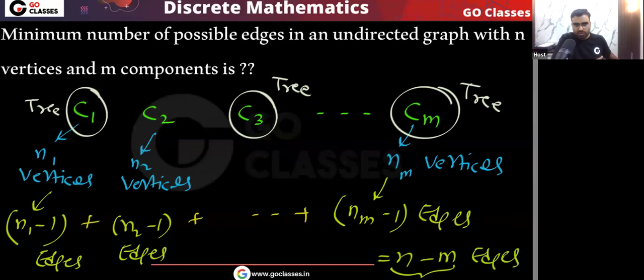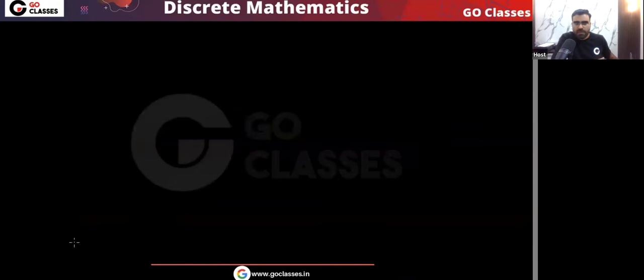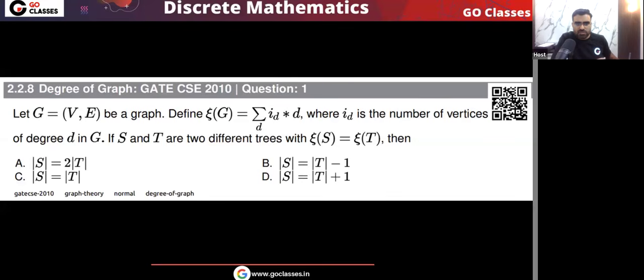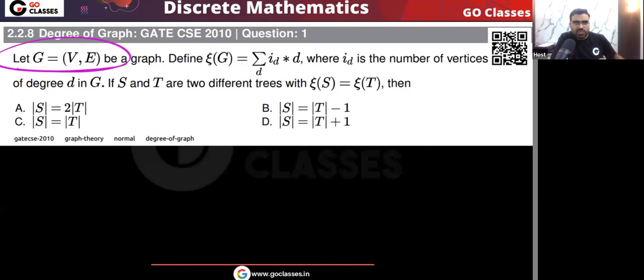So very easily you can do this. I hope you understood. Let's solve the GATE 2010 question. Graph G(V, E) is given to you. The question defines this parameter, the summation of i_d multiplied by d, where d is the degree and i_d is the number of vertices of degree d.